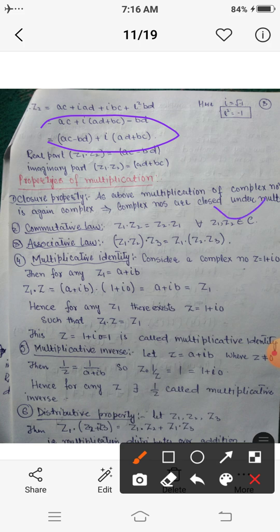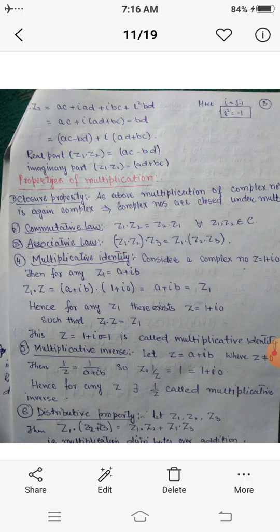Similarly, the multiplication of two complex numbers also satisfies the associative property. That is, if we have three numbers z1, z2 and z3, then z1 into z2 into z3 equals z1 into z2 into z3, with the grouping changed.